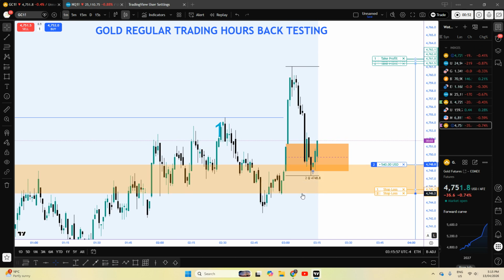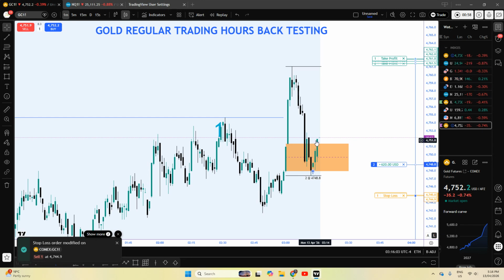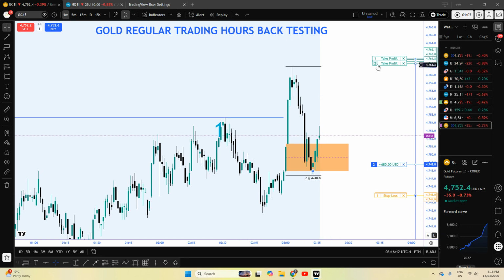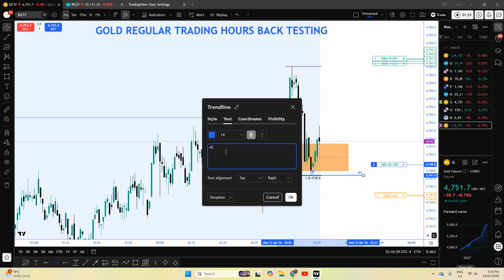Stop loss should go to this level here. So take those buys. Is it just up there? So right here, we have an order block high.